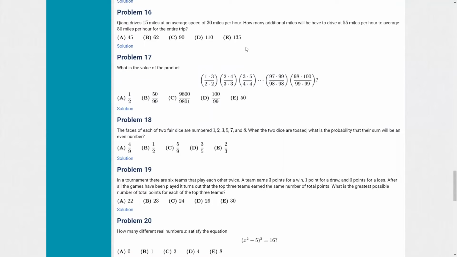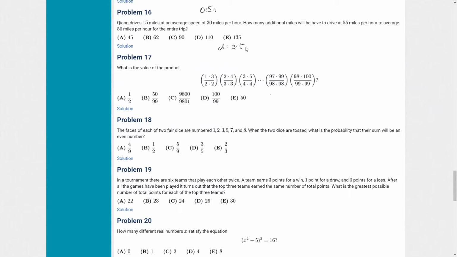So how we're going to do this is first we will establish the relationship between distance, speed, and time. So we know that distance is equal to speed times time. So that tells us that in the first section, when he drives 15 miles at an average speed of 30 miles per hour, he drove for 0.5 hours, right?